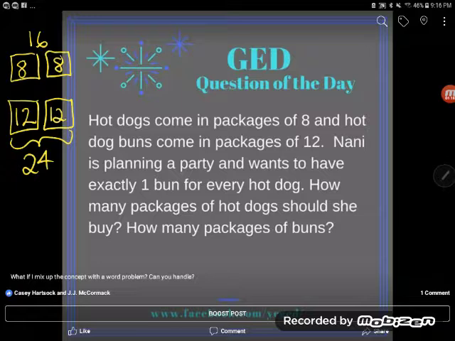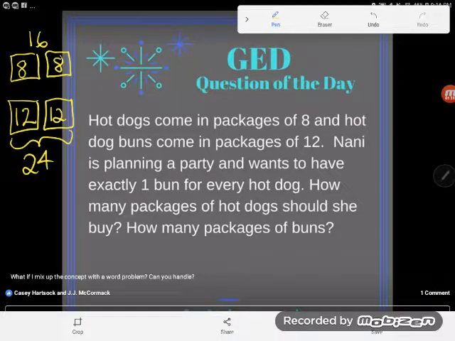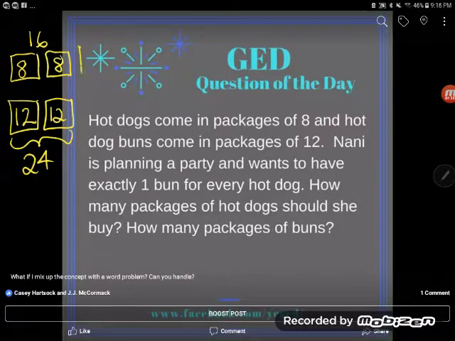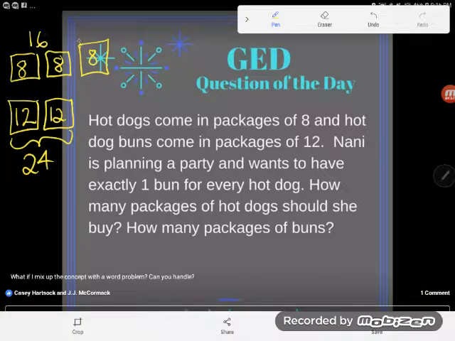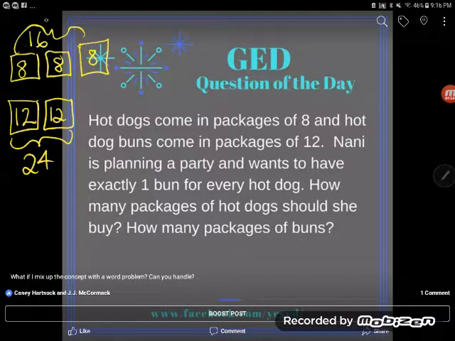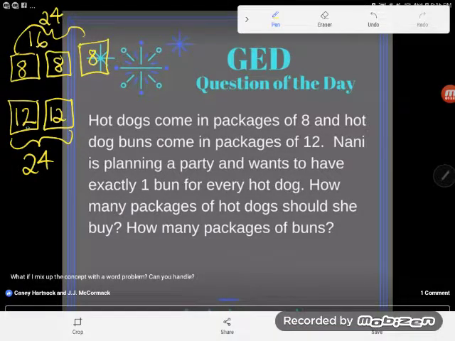Oh, goodness. Now we have the reverse problem. We've got more buns than dogs. So I could buy another package of dogs. That's 8. So I already had 16. If I add another 8, now I'm up to 24 dogs. And now my dogs match my buns. I've got 24 dogs. I've got 24 buns. All these perfect hot dogs. And Nani doesn't have to stress.